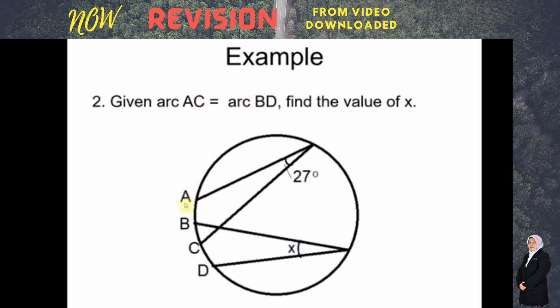Given arc AC, from A to C, equals arc BD. If AC and BD are the same, the angles subtended by arcs of the same length will be the same. This angle is subtended by AC, and this angle is subtended by BD. AC is equal in length to BD, they have the same length, which means this angle is equal to this angle. They are the same. So x is 27.